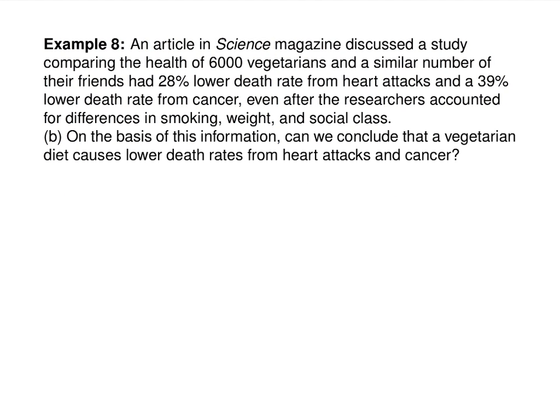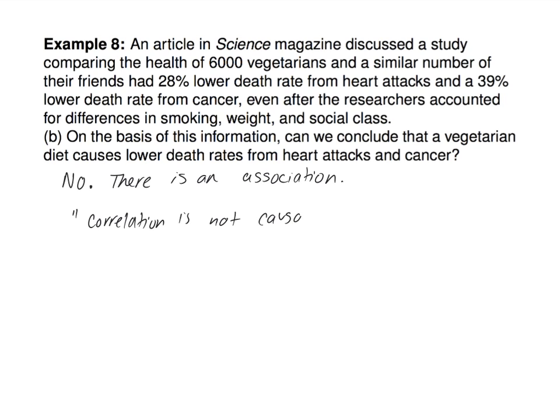On the basis of this information, can you conclude that a vegetarian diet causes lower death rates from heart attack and cancer? No. You can't assume it's cause, there is just an association. The mantra that I was taught when I was in Stat 200 is correlation is not causation. It does tell you where to look, like maybe that is a cause, but then you've got to make a randomized experiment to establish that it is a cause.